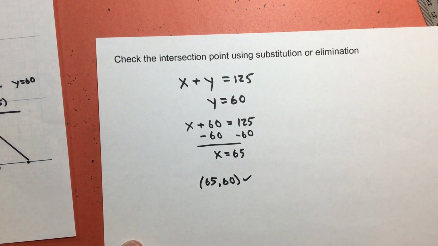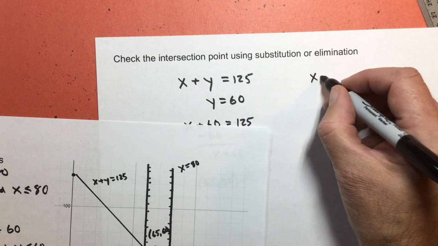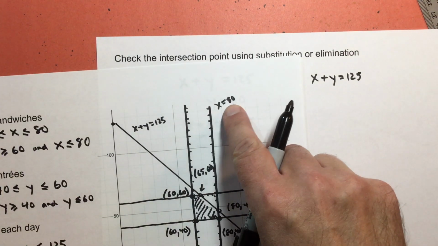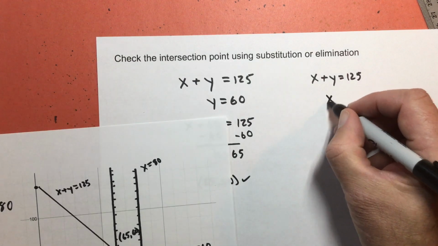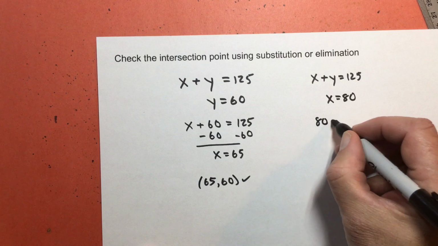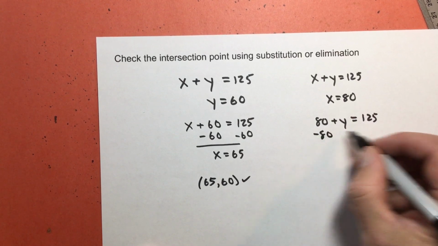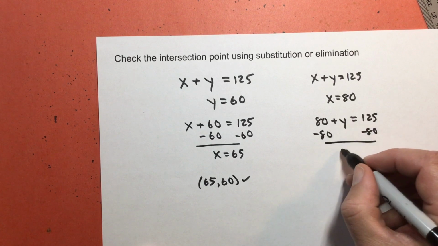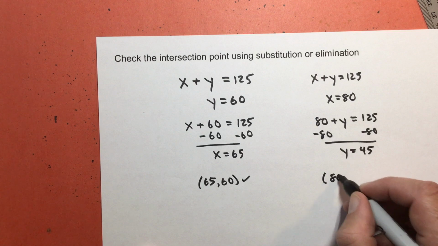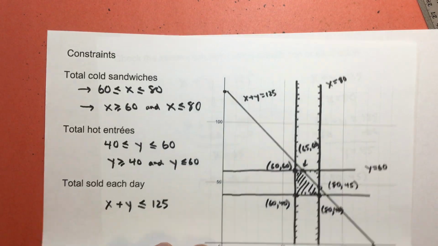So that one works. My other one, I still got x plus y equals 125, but now I'm going to test it with x equals 80. So I have 80 plus y equals 125. Subtracting 80 gives me y equals 45. So 80, 45 is the other vertex.